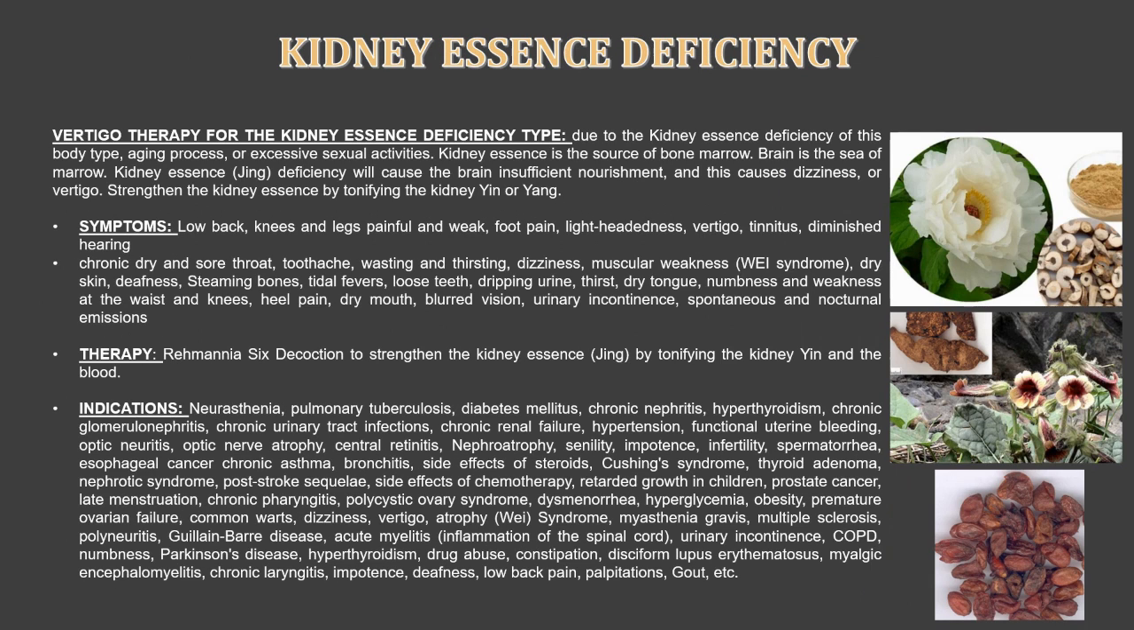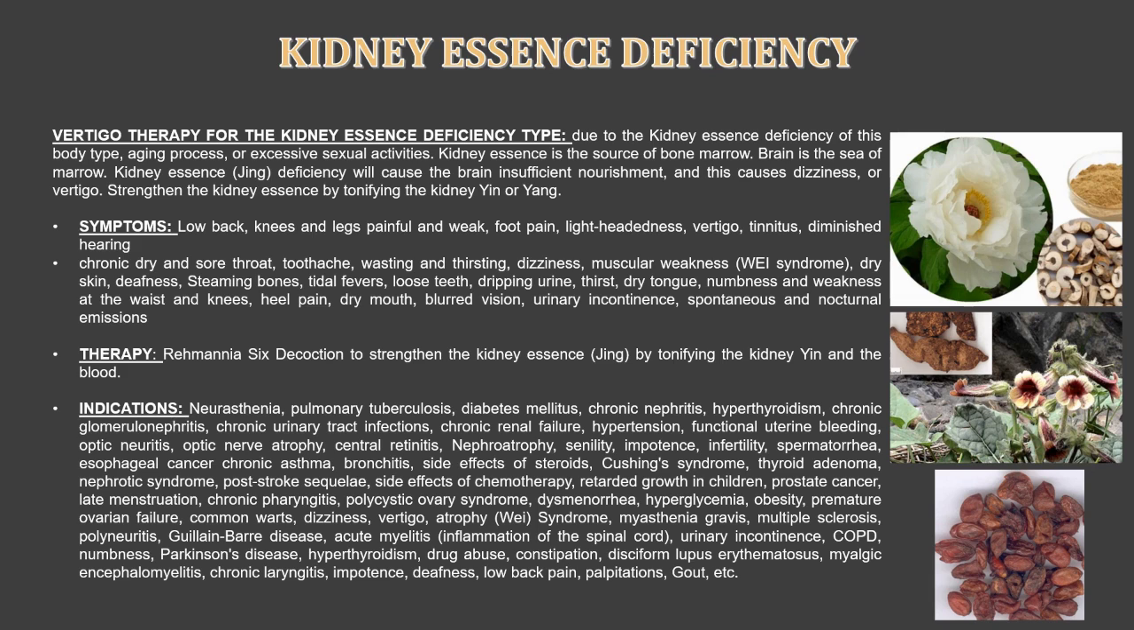If the vertigo stems from kidney essence deficiency, which is due to the kidney essence of this body type and also the aging process or excessive sexual activities, TCM recommends the following approach. Kidney essence is the source of bone marrow in TCM, and the brain is the sea of marrow. The kidney essence, the yin deficiency, will cause the brain to be insufficiently nourished, and this causes dizziness or vertigo. So they say that you need to strengthen the kidney essence by tonifying the kidney yin or yang.